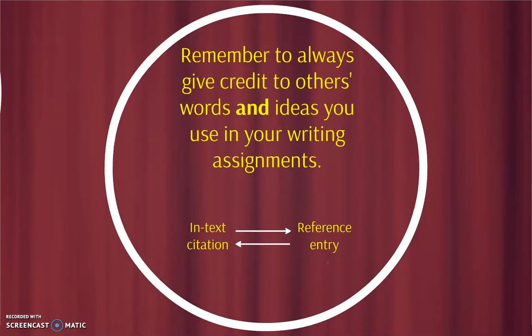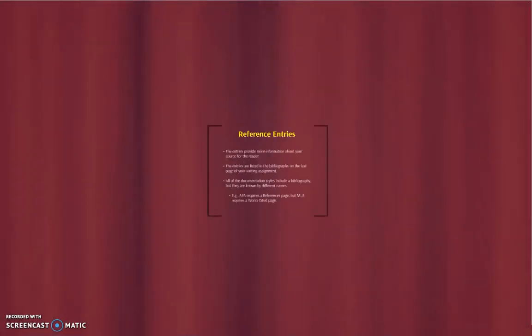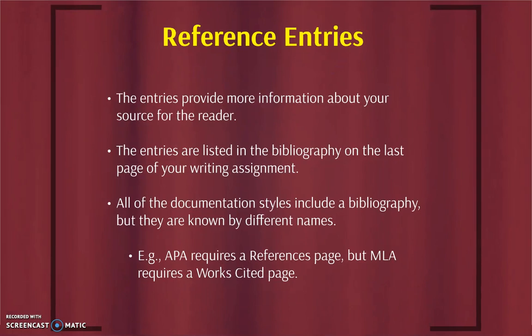Remember to always give credit to others' words and ideas you use in your writing assignments. Each in-text citation must correspond to a reference entry, which provides more information, such as publication details and URLs, about your source for the reader. The reference entries will be listed in the bibliography on the last page of your writing assignment. Bibliography means book list. All of the documentation styles include a bibliography, but they are known by different names. For example, APA requires a references page, but MLA requires a works cited page.